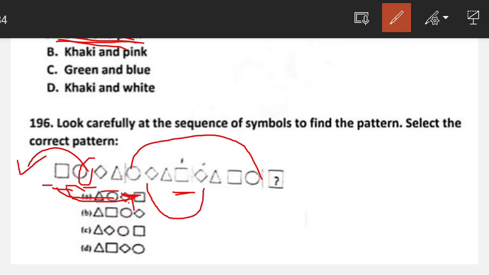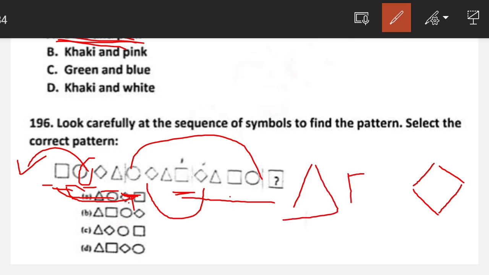Here the circle is at the second number, but in the second the circle will be at the first number. And here this trapezium is at the first number, but we have to put the trapezium at the last, and the triangle is at the second number. We have to put the triangle at the first number. And the square and circle will be at their respective positions. So here the correct option will be triangle, square, circle and trapezium. I don't know what the exact name of this figure is, but I just call it a trapezium. Here the correct option will be option B.